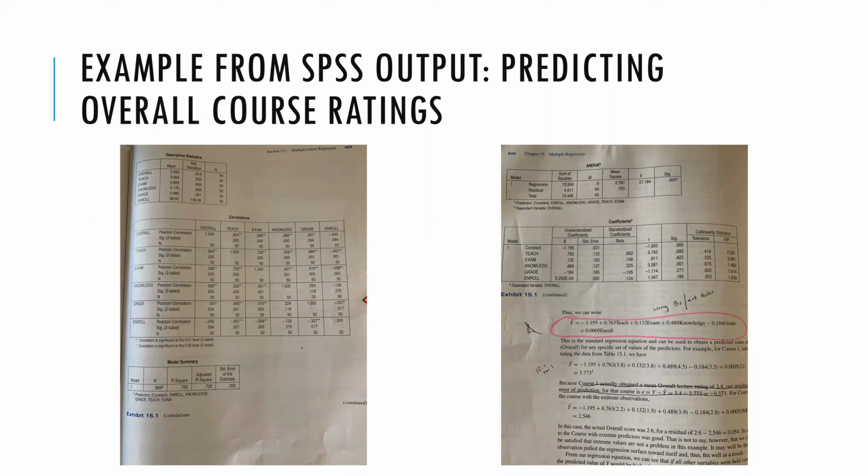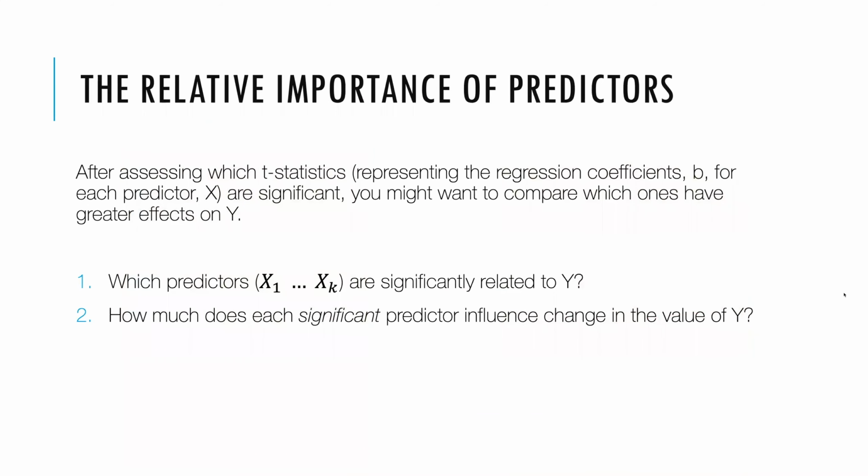And then I want to end with talking about the relative importance of predictors. So we looked at the T statistics representing the regression coefficients for each predictor. We look at them and see that they're significant, but you also might want to compare which one has more weight or more impact on change in the Y variable. So you figure out which ones are significantly related to Y. We saw in our example that teach and knowledge were significantly related to Y, but we might also want to see how much each of those influences Y, or how does one influence it more than the other.